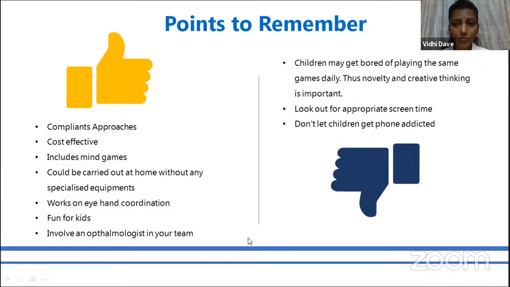We must look for appropriate screen time. So there are these AAP guidelines, American Academy of Pediatrics guidelines on screen time, that are already given. It has guidelines which state the age-wise time period that is appropriate for a child to have screen time. So we must keep that in mind and accordingly draft a treatment protocol for our children. And also, we must take care that while we're giving treatment with the virtual therapy, we must not let the children get addicted to their phones.